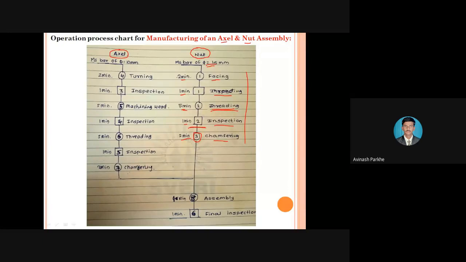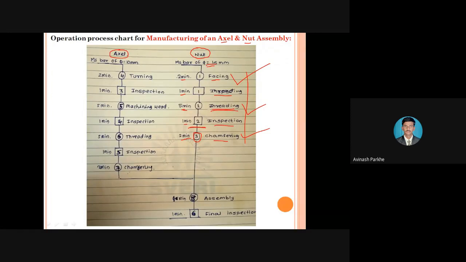To convert the raw material into the nut, 3 operations we have performed. One is the facing, another is the threading, and the third one is the chamfering. And all the 3 operations are represented by the circle. Facing is the 1, therefore 1 is written. Threading is the 2, therefore 2 is written. Chamfering is the 3, therefore 3 is written.